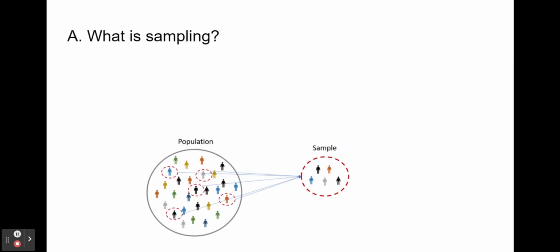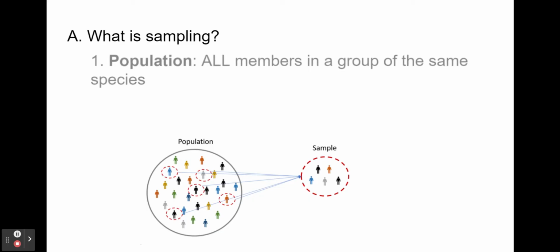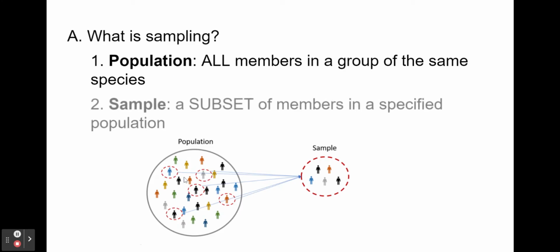First section, capital A: what is sampling? Well, we need to define two things before we can define sampling. First, a population. Detail number one, population. This is a vocabulary word. I've bolded it. You should underline it or highlight it, make it stand out. A population is all members in a group of the same species. A sample is a subset of members in a specified population.